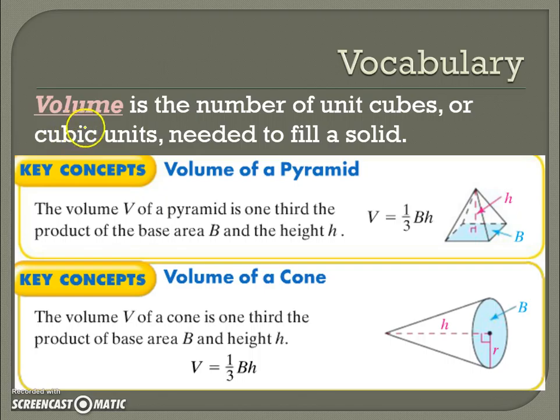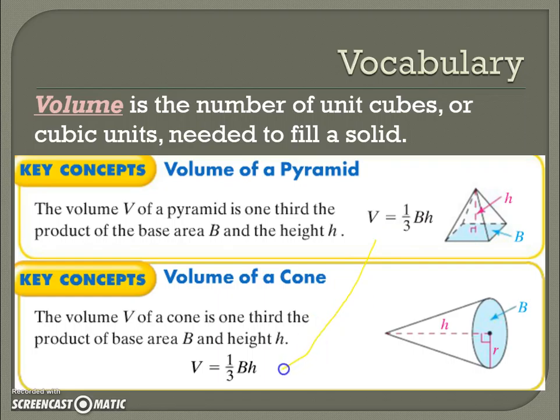Actually, the volume part you already have copied down, but these things definitely copy down. Volume of a pyramid is 1/3 times the base times the height, the product of the base area and the height. So this is related to the volume of a prism, except you're only looking at 1/3 of it.